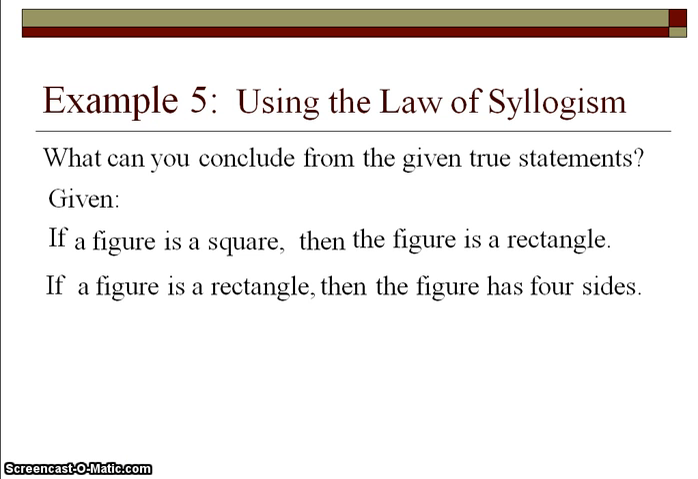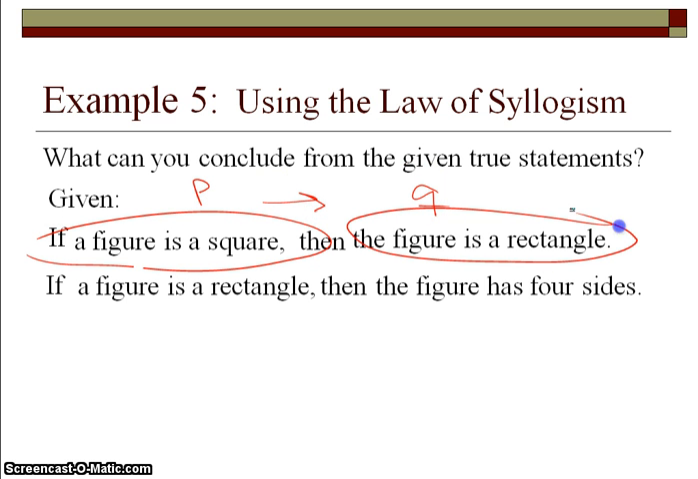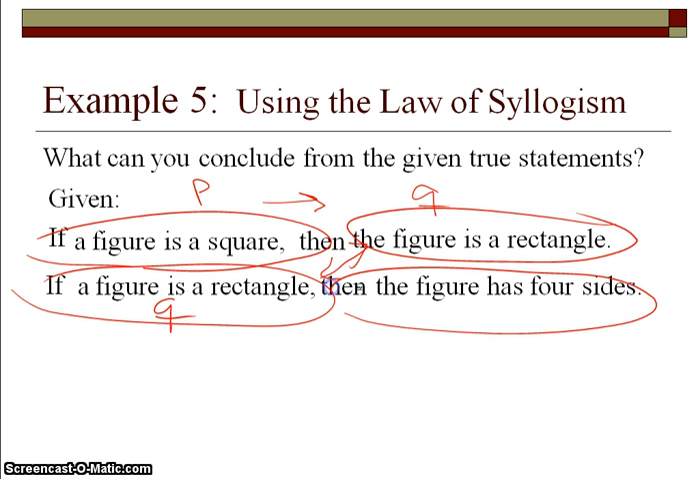All right, so let's look at an example. What can you conclude from the given true statements? If a figure is a square, here's my hypothesis, then the figure is a rectangle. The conclusion is the figure is a rectangle. Now look here. I'm using that same conclusion. If the figure is a rectangle, then the figure has 4 sides. That's my new conclusion.